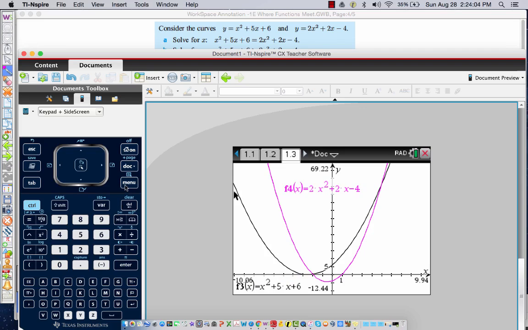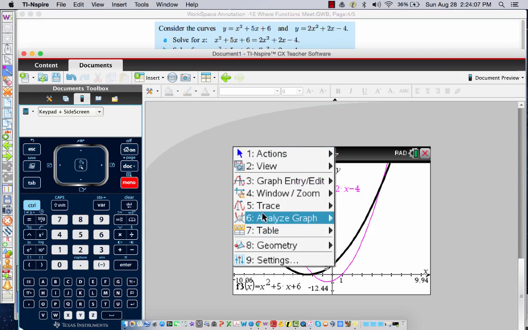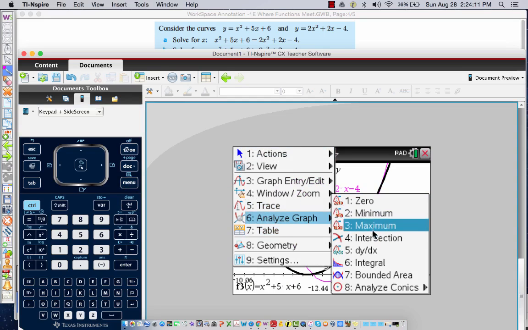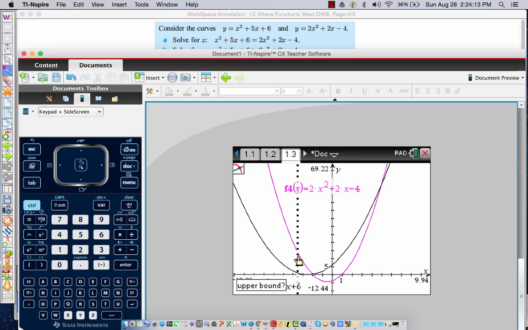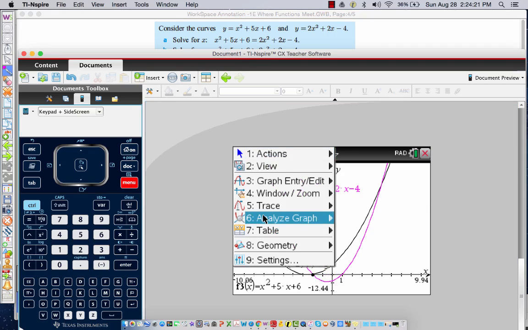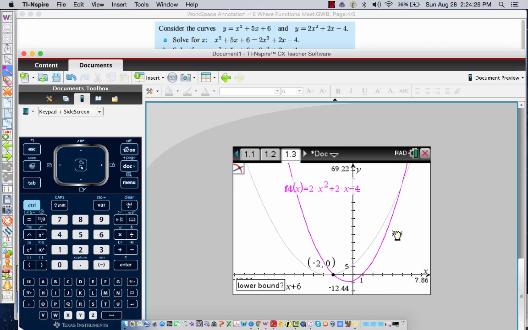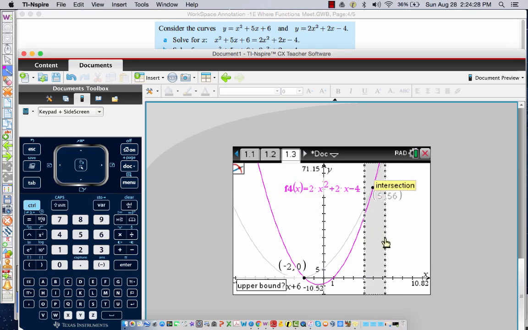Now I'm going to find my points of intersection to find the solutions. Menu, analyze graph, intersection, go to the left of the first intersection, click and drag, and I get the point -2, 0. I'm going to do the same thing here. Menu, analyze graph, intersection, to the left, click, drag, sorry about that, and 5 and 56.